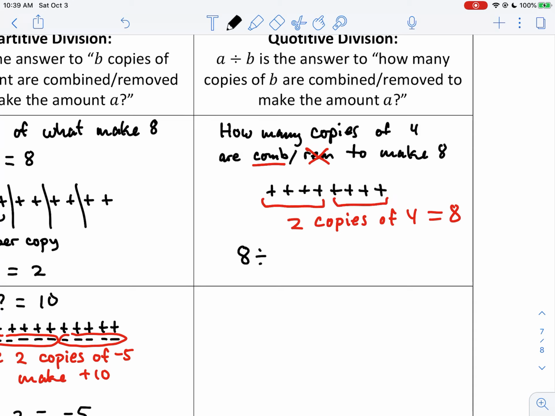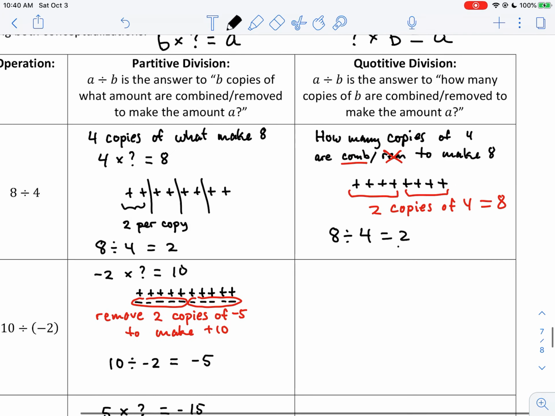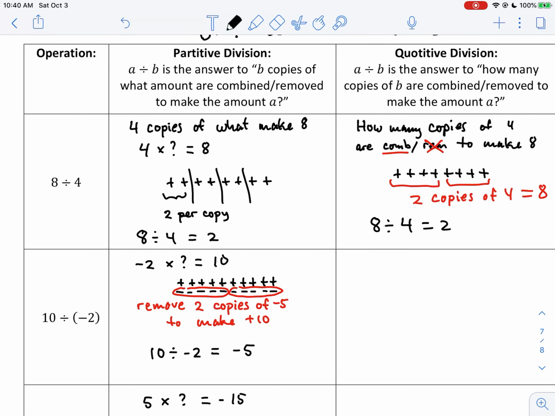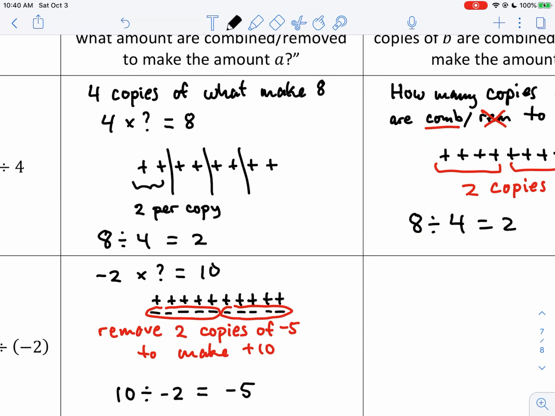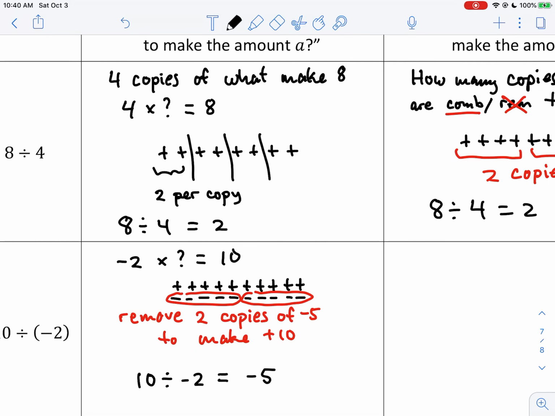So the answer to this question was, we're trying to find how many copies. So 8 divided by 4, the answer is 2, because 2 copies of 4 make 8. Now notice how that's different from our partitive thinking, right? Here we assumed 4 was the number of copies, and we're trying to figure out how much was there per copy. Whereas in this one, we're saying 4 is the amount per copy, and we're trying to find how many copies. And so when I summarize my findings here, we all know that 2 copies of 4 make 8.